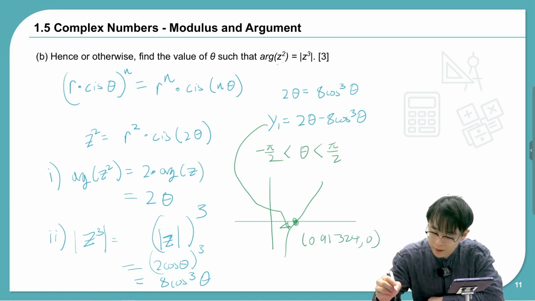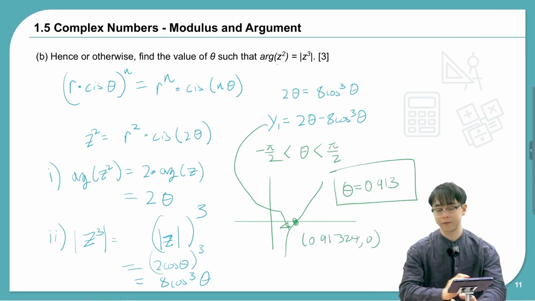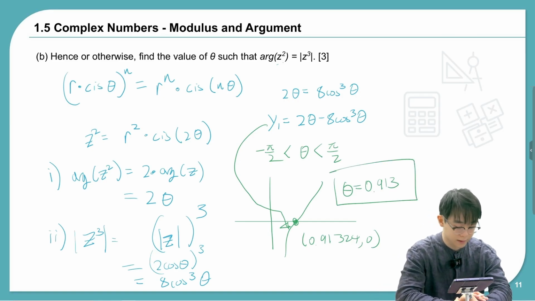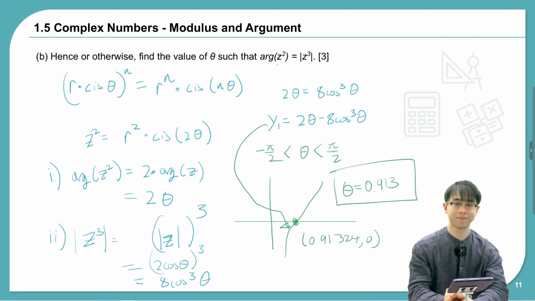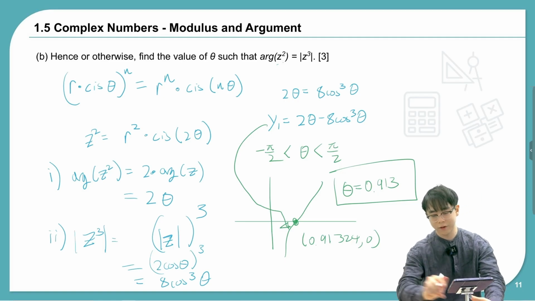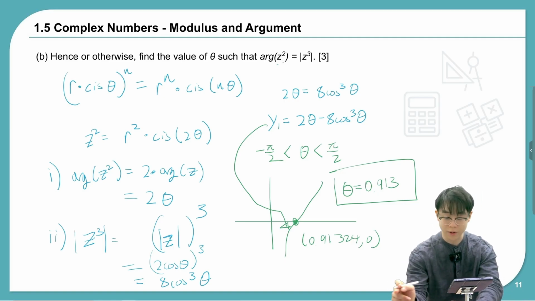So the value of theta would have to be 0.913. Right? In that case, the argument of z squared is equal to the modulus of z cubed. And there you have it. That's how you would solve number 8. So it's a revision of de Moivre's theorem and trigonometric identities.